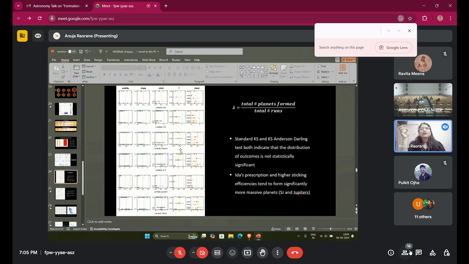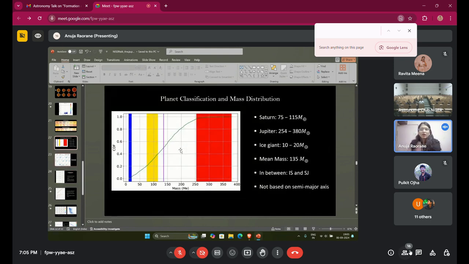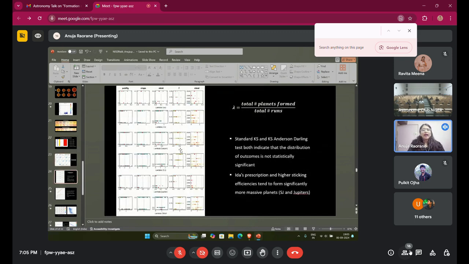Okay. Now for every run, we have the particle ID and the mass. Through coding and analysis, we bin these into different planet classes as I showed you, according to the bins that you can see on the screen. Once you see that, you can count how many Saturns there are, how many Jupiters, how many Ice giants, and you know the total number of runs.